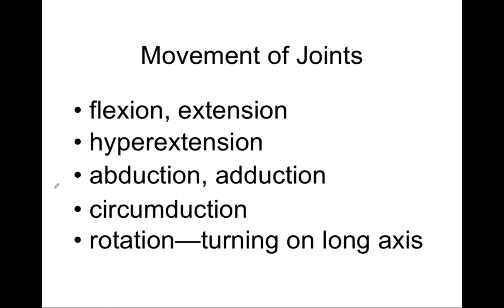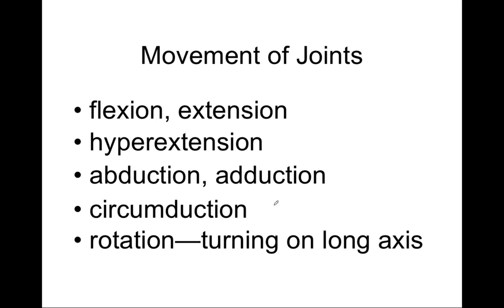So these are 5 very, very important movements. Flexion and extension are angular movements that refer to an increase or a decrease in the angle between two articulating bones. Specifically, flexion refers to a decrease in the angle between articulating bones, and an extension is the increase in the angle between two articulating bones. A hyperextension is when we extend past 180 degrees.